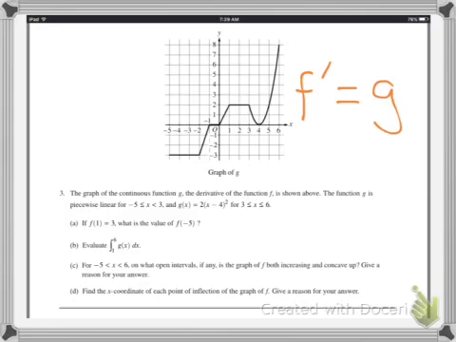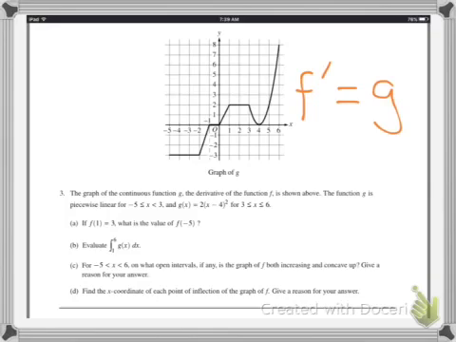The function g is piecewise linear from -5 to 3, including the -5 but not including the 3. The 3 is the transition point between the line and the parabola, and they want 3 to be associated with the parabola and not the line, although they do coincide at that point. And then g of x is this parabola for 3 to 6 inclusive. All right, so that's the setup.